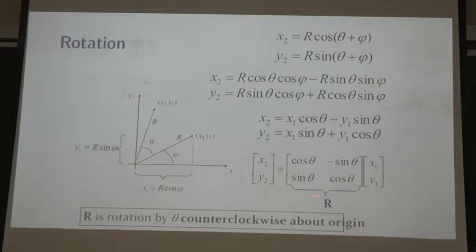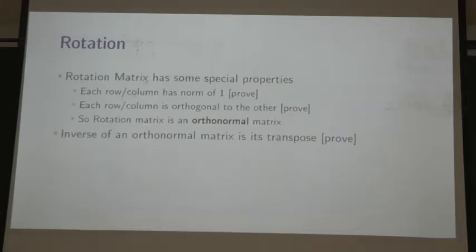And since this is a general rotation matrix, this holds true for any rotation matrix. That is, if you get a matrix where the row or the column does not have a norm of 1, you say it's not a rotation matrix. Okay? Another property. Each row or column is orthogonal to the other. What does orthogonal mean?